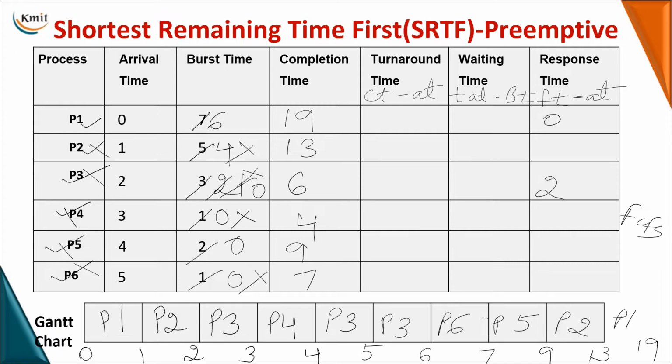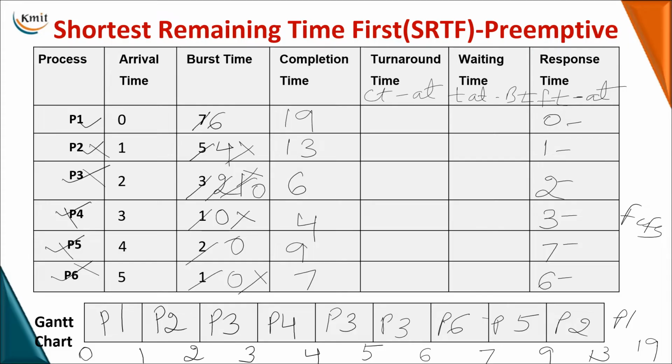Similarly, for P4, the first CPU was given at 3 milliseconds. For P5, the first CPU was given at the 7th millisecond. And for P6, the first CPU was allotted at the 6th millisecond. Now, you subtract the arrival time of each process, and you get your response time. After you calculate your turnaround time and waiting time, we need to calculate the average turnaround time and waiting time of these processes.